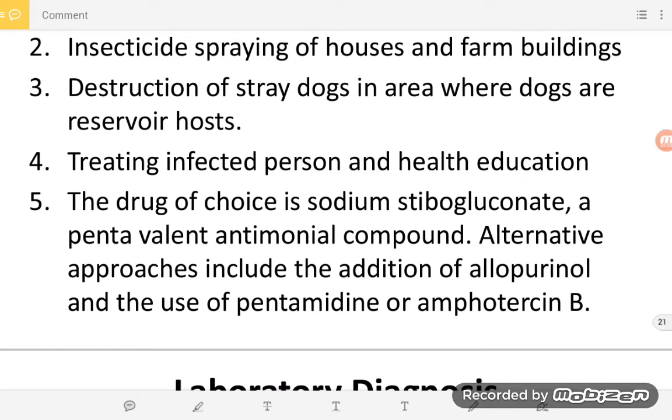Then we have to give health education to the community on how it's transmitted, and if it is infected, what happens. So we have to give the health education, and we can use the drugs.